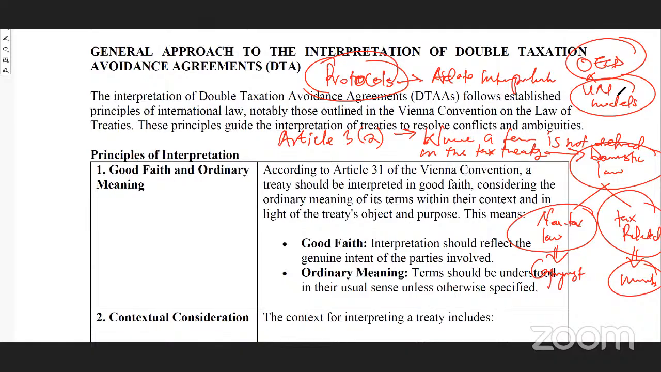And I told you when a treaty is put into two or more languages, what do we do? We give relevance to what? All the languages. Unless the treaty partners say what? We should give primary importance to one of them. Makes sense? All right.